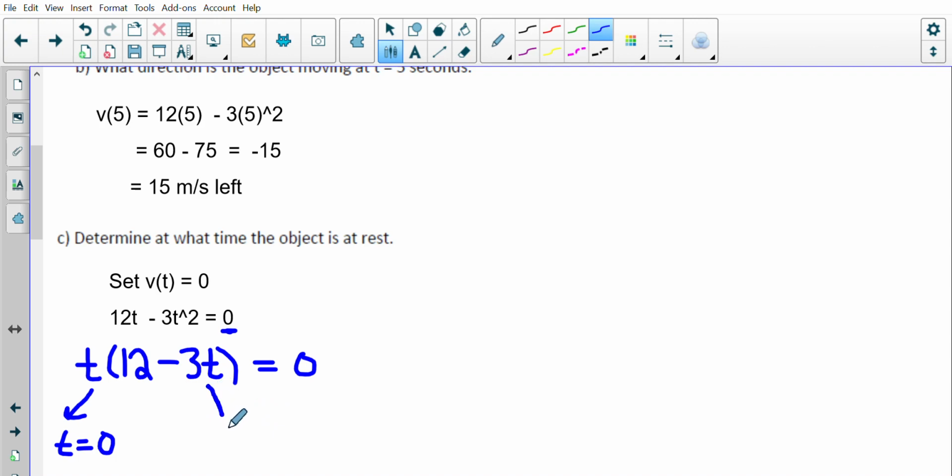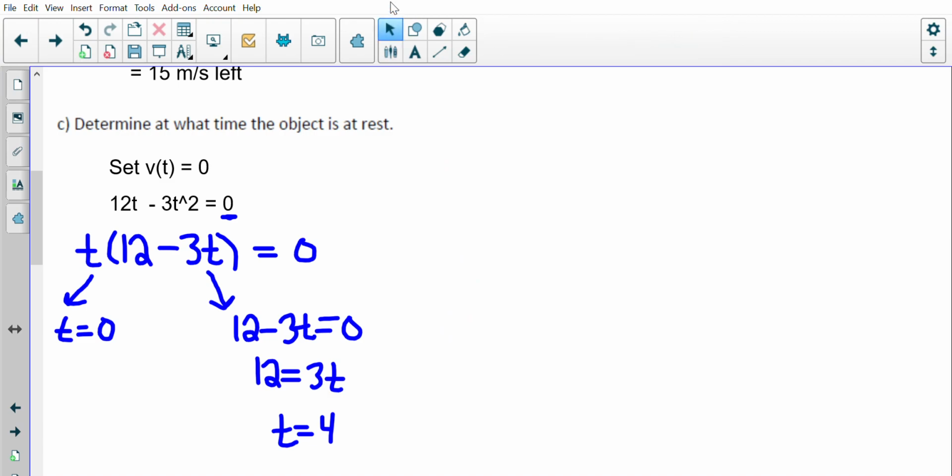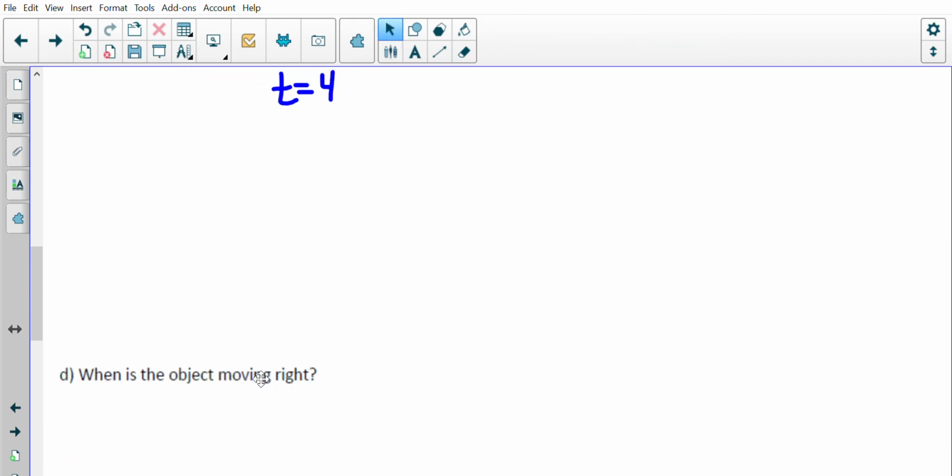All right, and then down here, I can solve this second piece, where we got 12 minus 3t is equal to 0. All right, let's see. I move the negative 3t over to the other side. It's going to be a 3t. I'm going to divide both sides by 3 and end up with 4 seconds. So at 0 and 4 seconds, the object has stopped. It hasn't moved. Now, that's going to tie in here because we get to D.